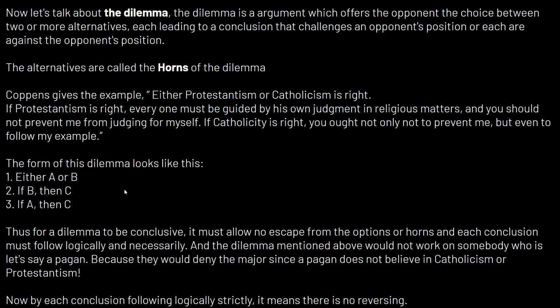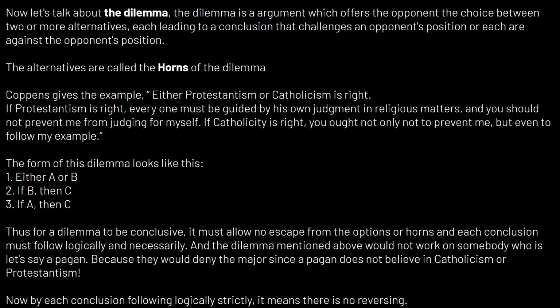Alright, the next species of demonstration or argument is the dilemma. And you might have already heard of this. The dilemma is an argument which offers your opponent the choice between 2 or more choices, but each choice leads to a conclusion that goes against that opponent's position. Basically meaning each option is implausible for him, or is against his position. So he's really forced. That's why it's called a dilemma. And the alternatives are called the horns of the dilemma, which you might have heard in philosophy since it's a common species of argumentation.